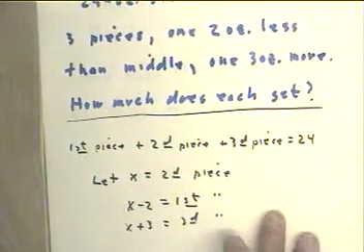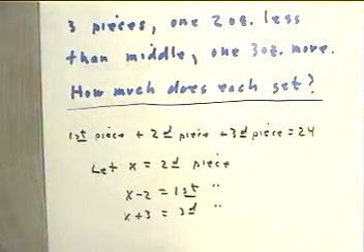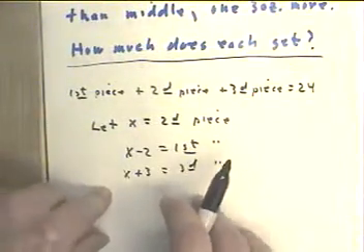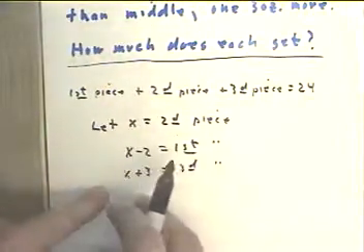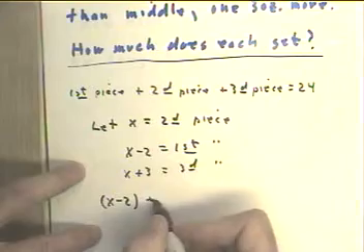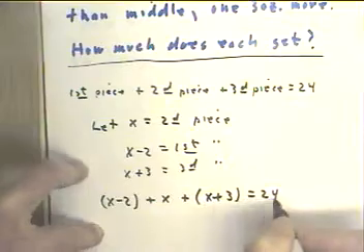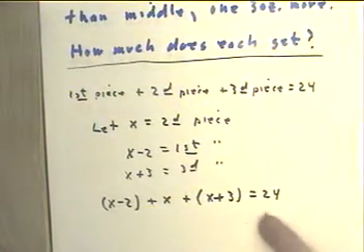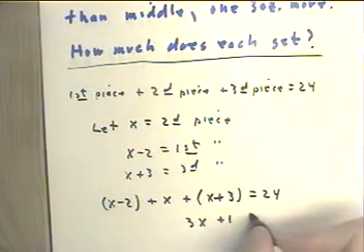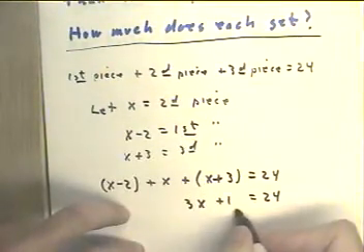And at this point, we've got something to substitute for the first, the second, and the third piece in terms of our variable x. And we know that once we've done that, we'll have an equation in the variable x with only x as unknown, and we'll be able to solve that. So we have x minus 2 plus x plus x plus 3 equals 24. Without going into the details, it should be fairly clear that we have now 3x plus 1 equals 24. And we're going to be able to solve that.